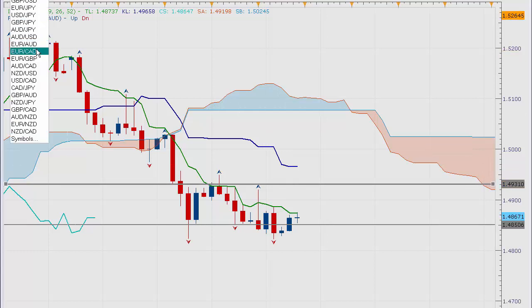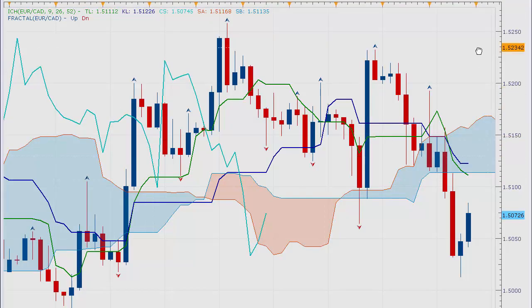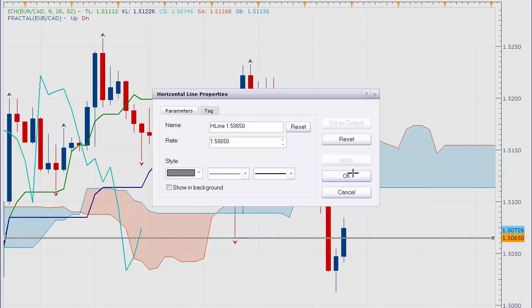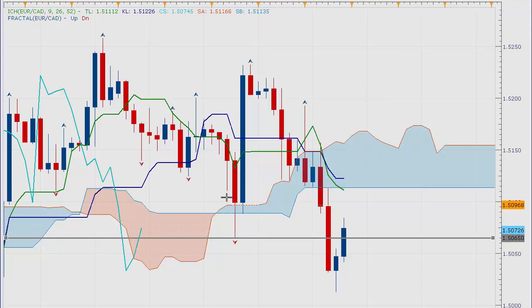So, Euro CAD. Got to be quick because I'm running out of time. Again, we were in a nice downtrend. We pulled back to this level here. We've got a nice low there. We went back up, pulled back down. Now it looks like price is going to break through that level. So now we'd want to wait and see what happens in this area.